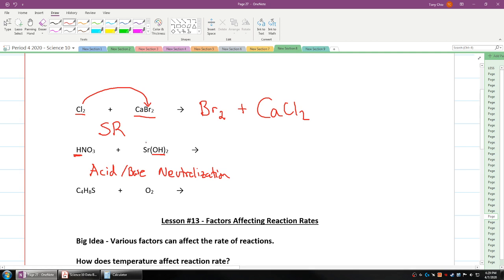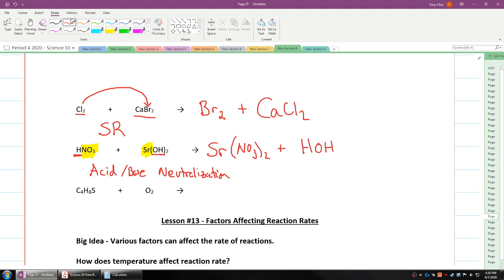The salt is going to be coming from the metal of your base and the non-metal of your acid. So in this case, strontium has a +2 charge. Nitrate, NO3, has a -1 charge. So you're going to need 2 nitrates to make this a balanced compound. So you're going to need to put a bracket NO3 2. Your other compound is going to be water, HOH.